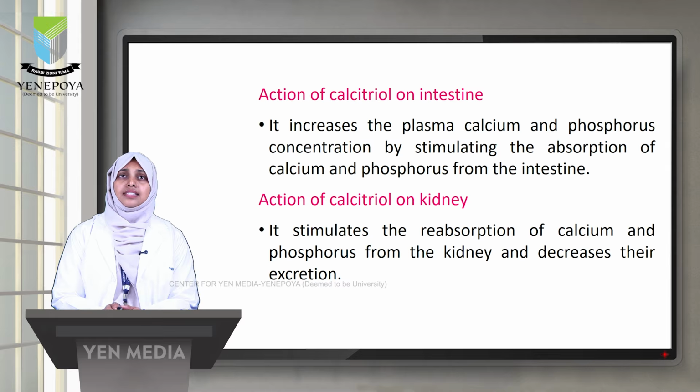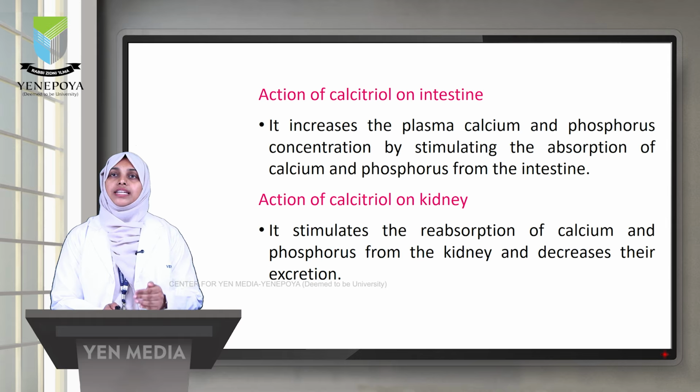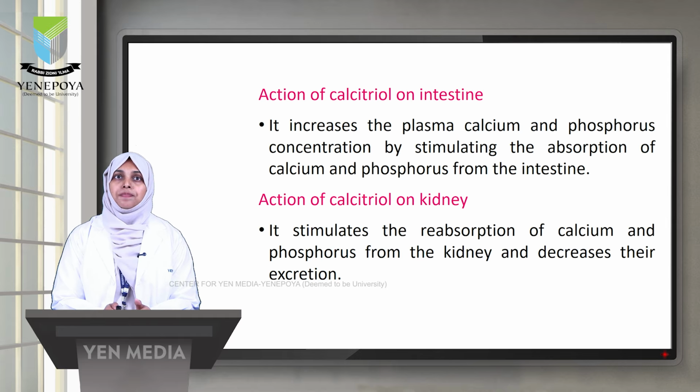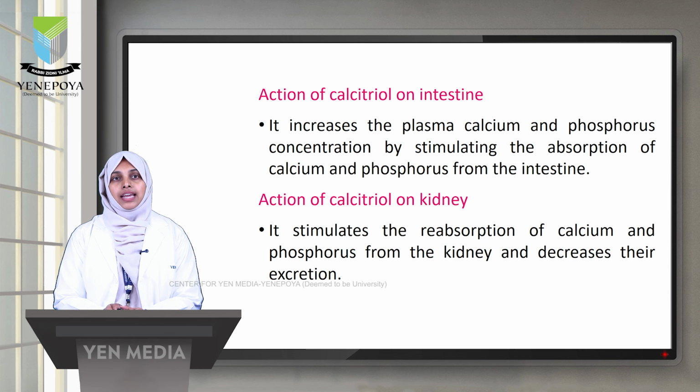So, action of calcitriol on intestine. It increases the plasma calcium and phosphorus concentration by stimulating the absorption of calcium and phosphorus from the intestine. The action of calcitriol on kidney. It stimulates the reabsorption of calcium and phosphorus from the kidney and decreases their excretion.